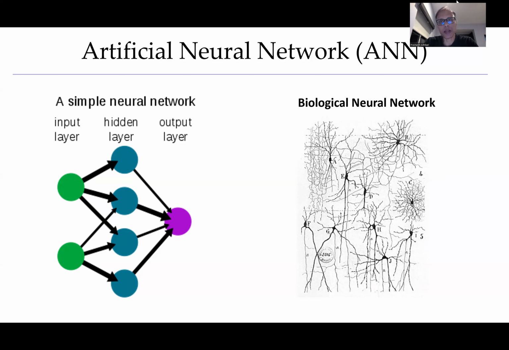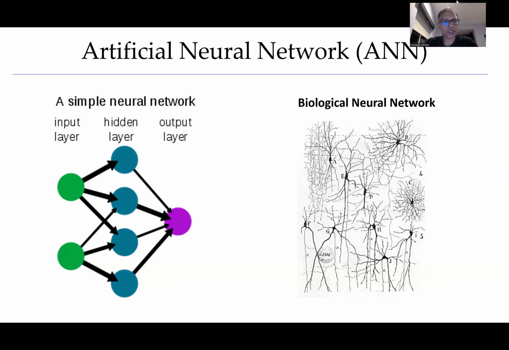So what is deep learning? Deep learning, as I mentioned earlier, makes use of artificial neural networks for machine learning. So a neural network, a simple neural network, consists of layers, specifically 3 layers. There's an input layer, a hidden layer, and an output layer.